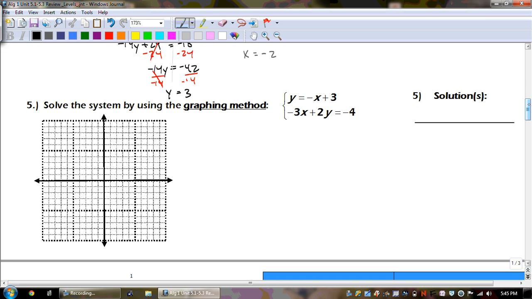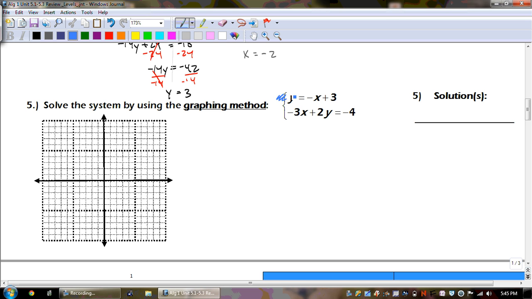Okay, number 5, last one. It says solve the system by using the graphing method. Now, common sense, I knew I had to use the graphing method because there is a giant graph next to it. Okay, so we'll graph the first line together. I'm going to do the easy one. I'm going to make you do the hard one.